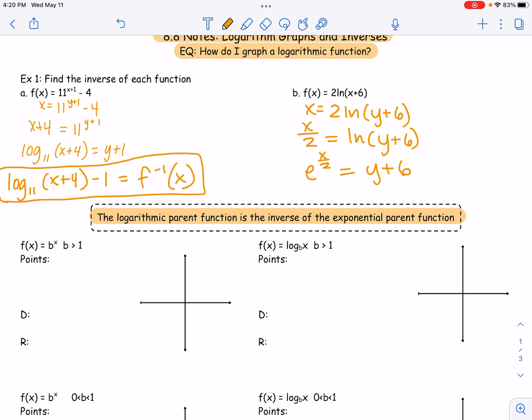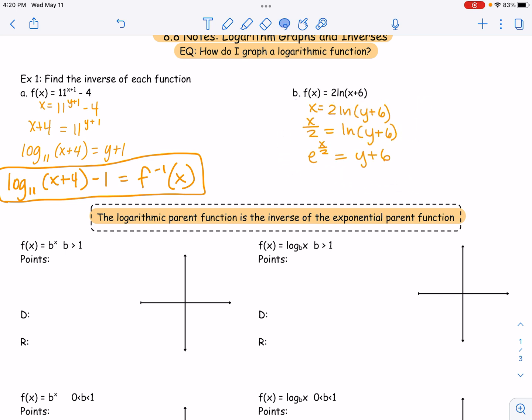To get y by itself, oh, sorry. Test 1, 2, 3. Well, that was fun if you heard that.